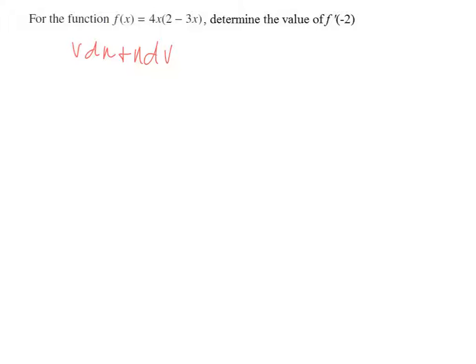With the product rule, we're looking at the product of two functions. What we're going to do is identify the individual functions, differentiate them both, and then substitute them into this formula here.